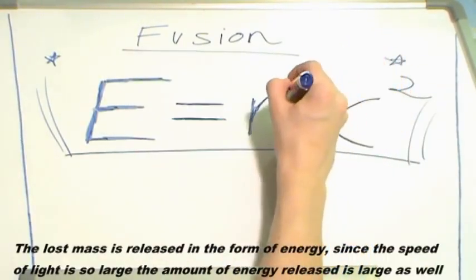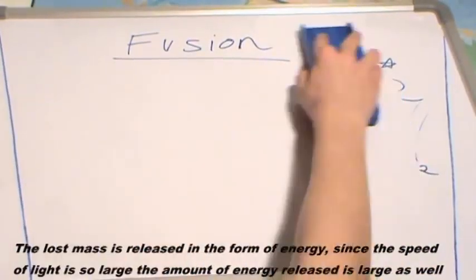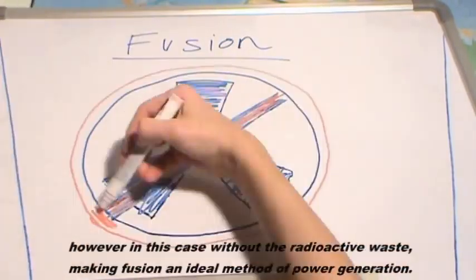The lost mass is released in the form of energy. Since the speed of light is so large, the amount of energy released is large as well. However, in this case, it is without the radioactive waste, making fusion an ideal method of power generation.